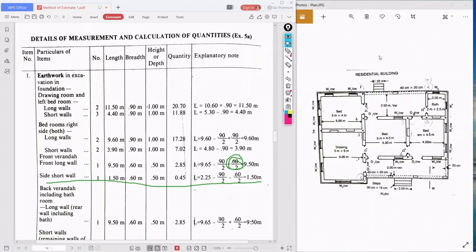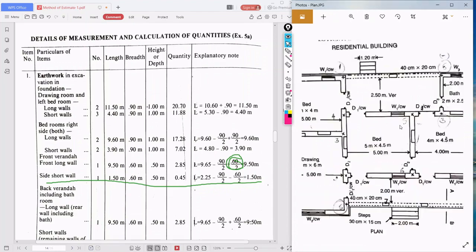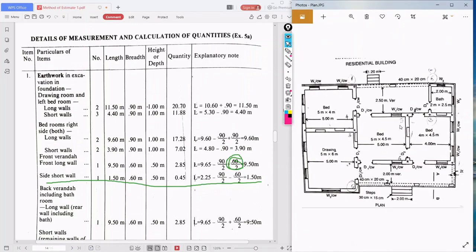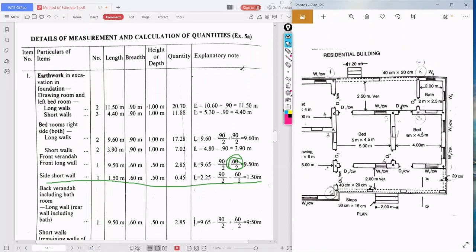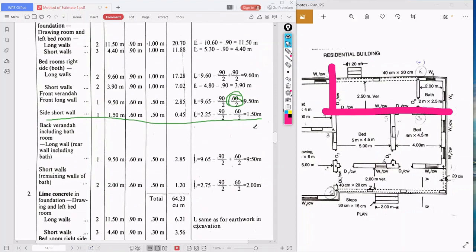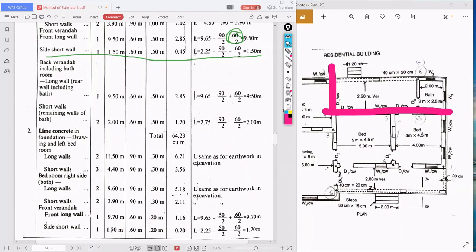Now what is remaining? The back veranda is there, including the bath. Okay, so I'll mark again. This portion of excavation is over. This portion of excavation is over now. So we are in the back veranda case. Okay, put the heading as back veranda, and in the back veranda, the long wall.